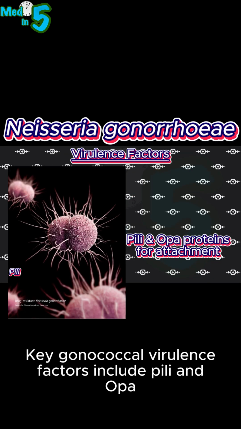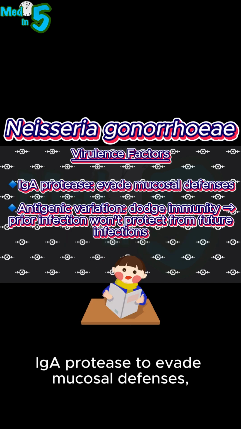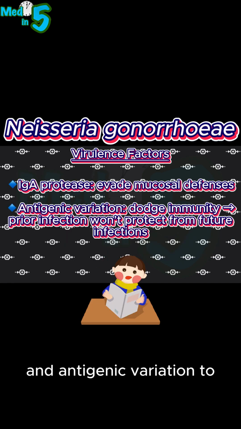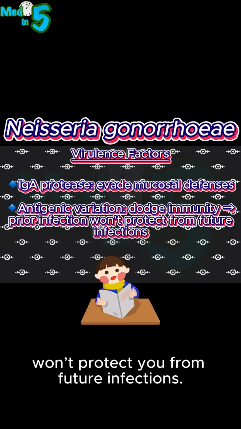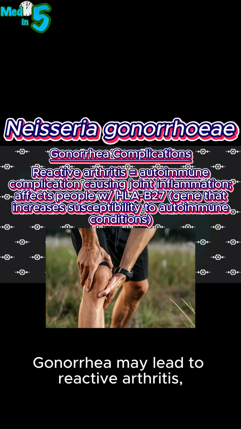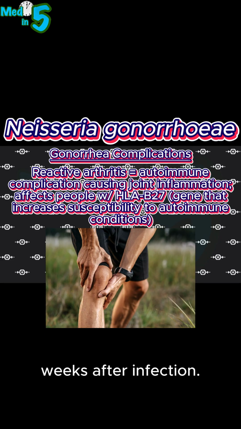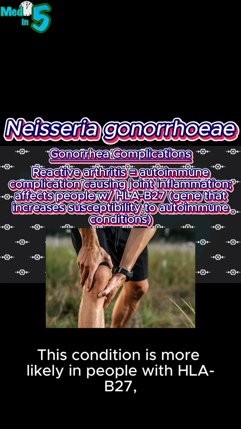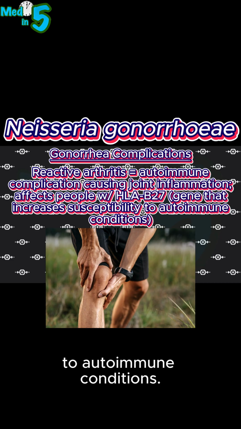Key gonococcal virulence factors include pili and OPA proteins for attachment, IgA protease to evade mucosal defenses, and antigenic variation to dodge immunity. That variation means prior infection won't protect you from future infections. Gonorrhea may lead to reactive arthritis, an autoimmune complication that causes joint inflammation weeks after infection. This condition is more likely in people with HLA-B27, a gene that increases susceptibility to autoimmune conditions.